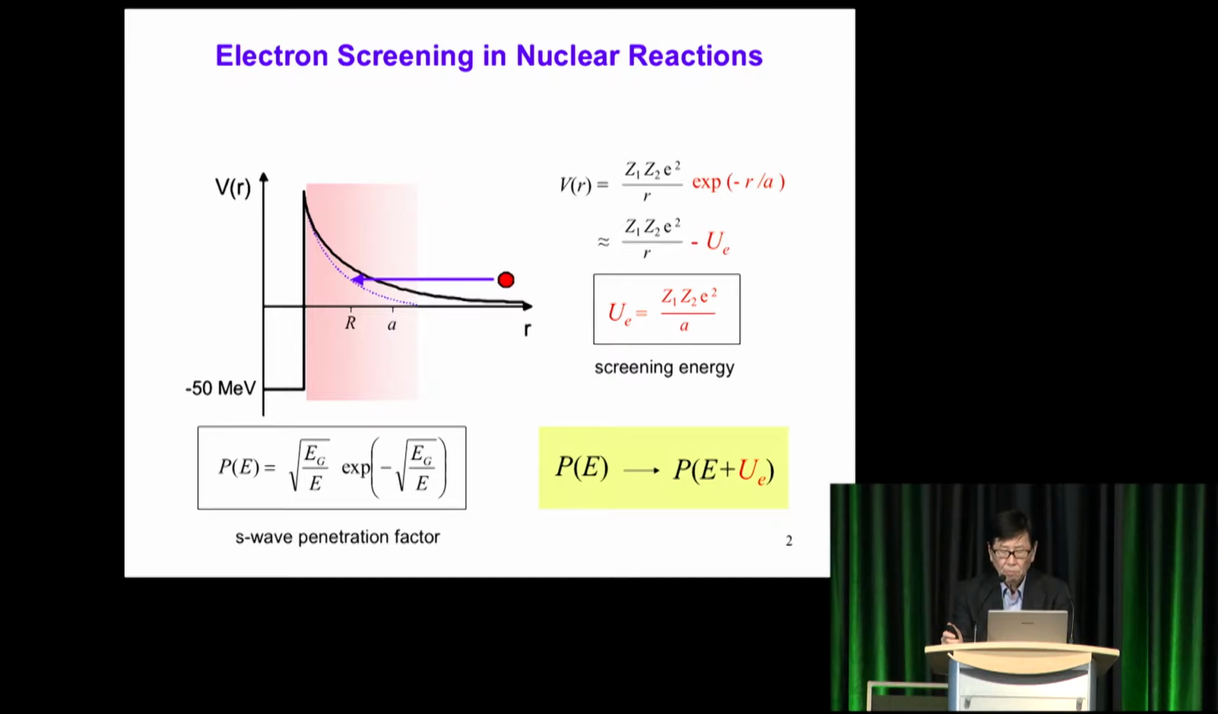Penetrability of the charged particle is now changed by replacing E with E plus screening potential. This means that the energy of the relative motion is effectively increased, and the reaction probability gets enhanced very much.